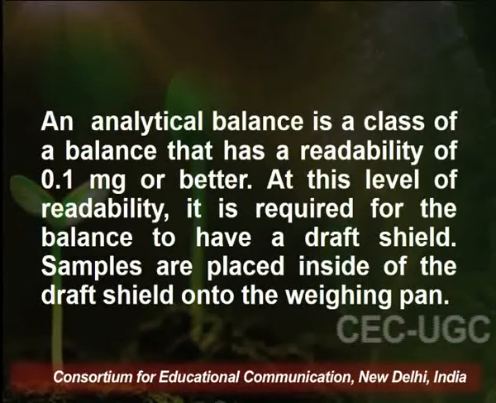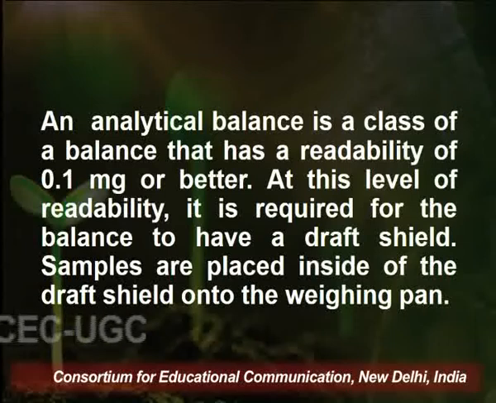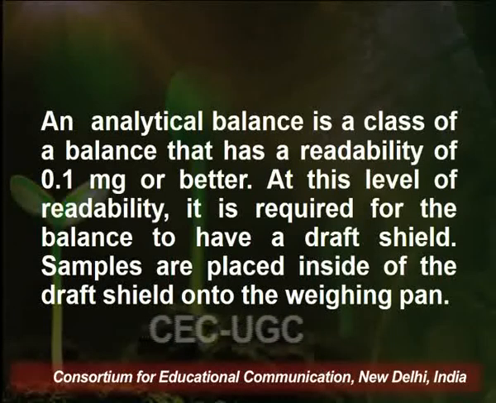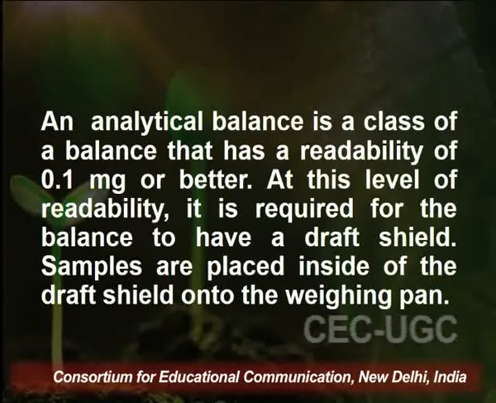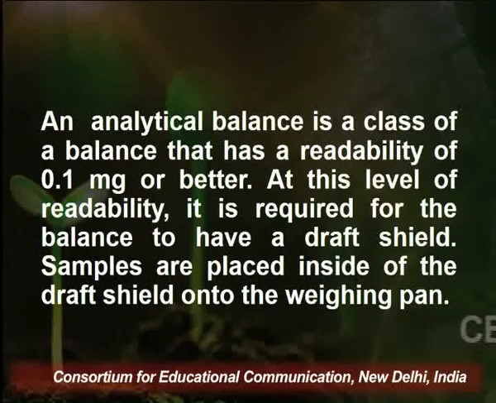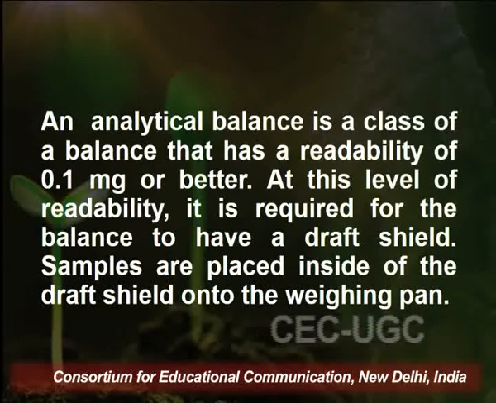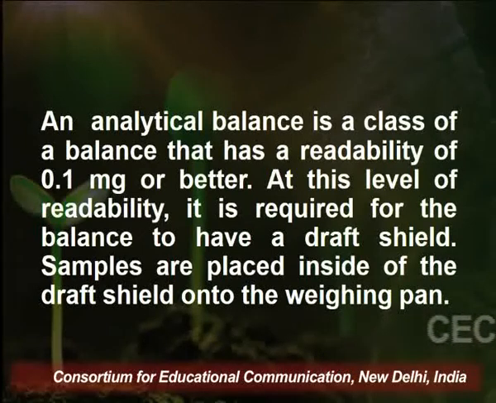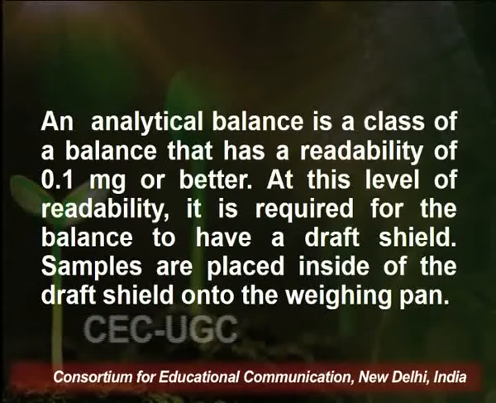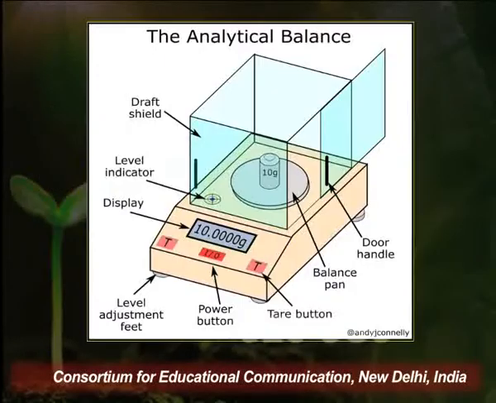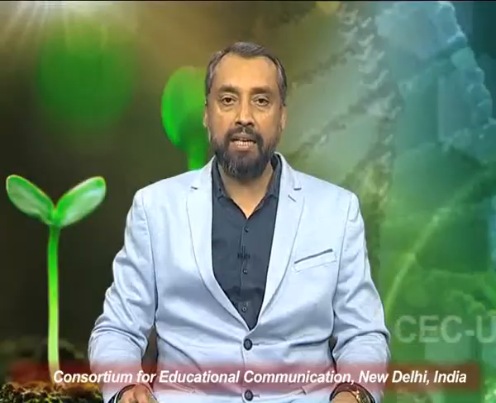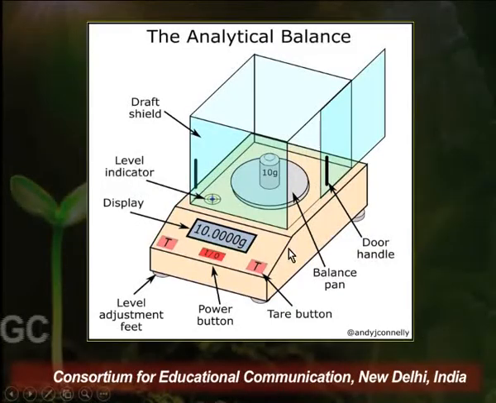So what is an analytical balance? An analytical balance is a class of balance that has a readability of 0.1 milligram or better. At this level of readability, it is required for the balance to have a draft shield. The samples are placed inside the draft shield onto the weighing pan. So what is a draft shield? Let us understand this entire structure of a weighing balance with the help of this diagram.